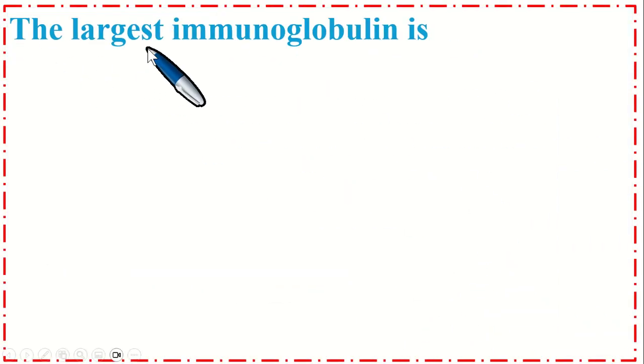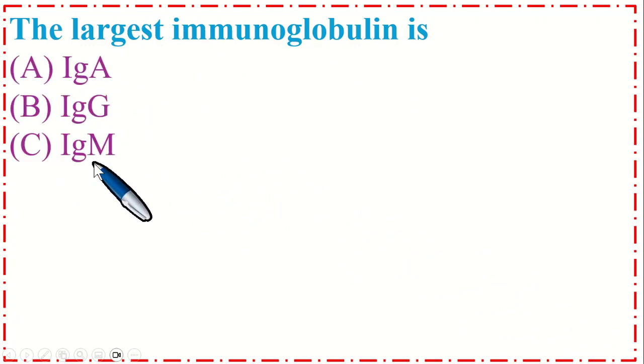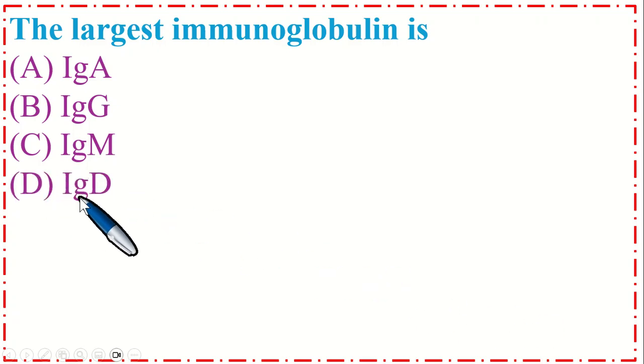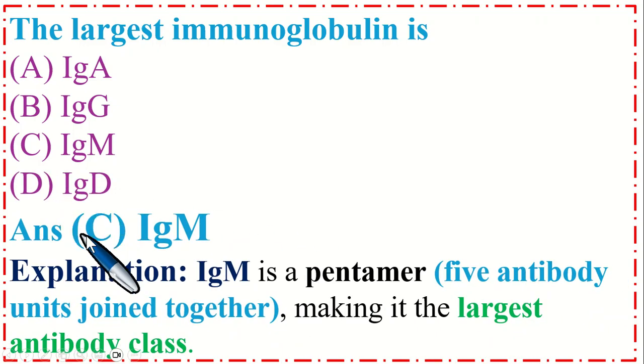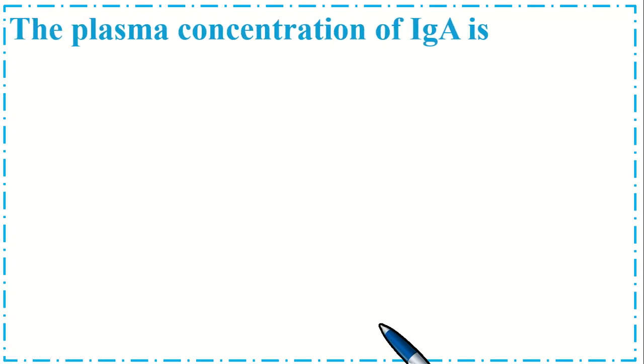The largest immunoglobulin is option A IgA, B IgG, C IgM and option D IgD. So the correct option is C IgM. IgM is a pentamer, 5 antibody units joined together, making it the largest antibody class. So this is very important MCQs.